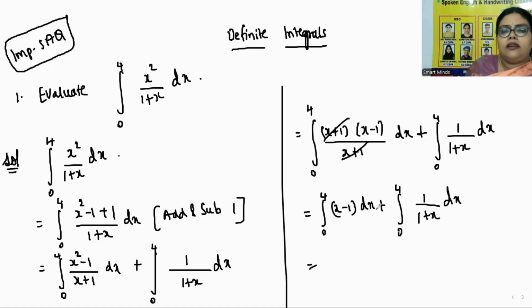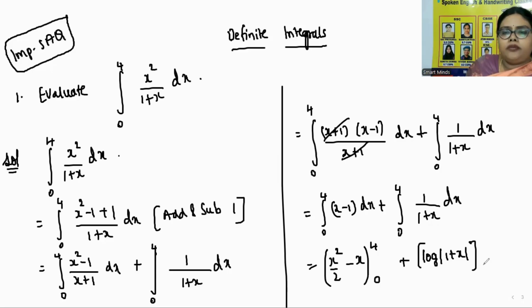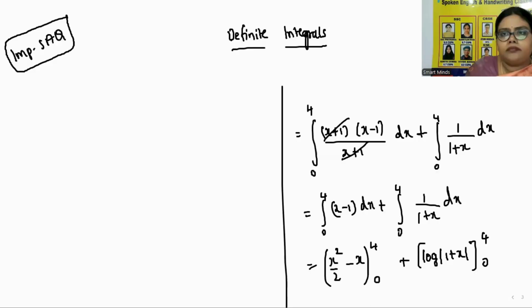Now what is integral x dx? It is x square by 2 minus, what is integral 1 dx? It is x. Once you integrate, you apply the limit 0 to 4. And integral of 1 by 1 plus x is log mod 1 plus x from 0 to 4. So this is the way we apply the limits. Now you see how I am applying the limits.